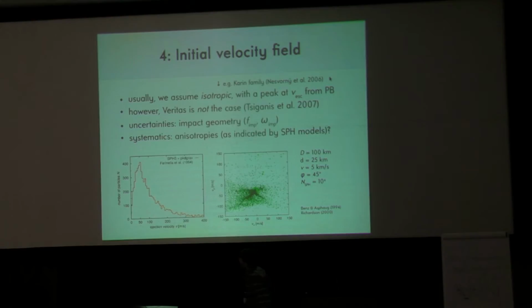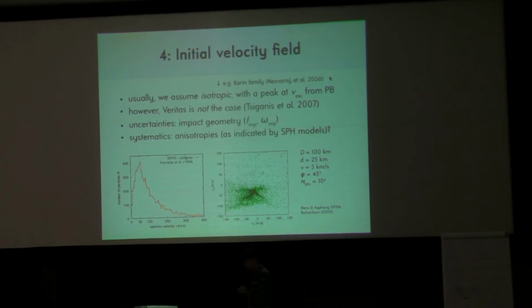Number 4, initial velocity field. Something which we again try to avoid by a very simple assumption, and that's complete isotropy and a Maxwellian distribution of the velocities, which peaks at about escape velocity from the parent body. I think it's the simplest assumption. We can use those fragments to escape the parent body. So most of the fragments will have the escape velocity. It's okay. But it's not always the case for all the families.